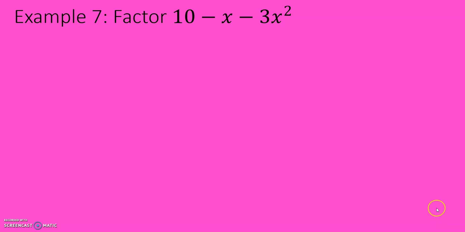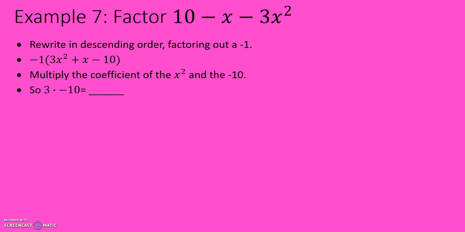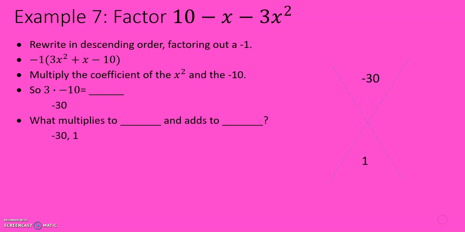Example 7, factor 10 minus x minus 3x squared. Rewrite in descending order, factoring out a negative 1. So negative 1 times 3x squared plus x minus 10. Multiply the coefficient of the x squared and the negative 10. 3 times negative 10 is negative 30. What multiplies to negative 30 and adds to 1? Positive 6 and negative 5.